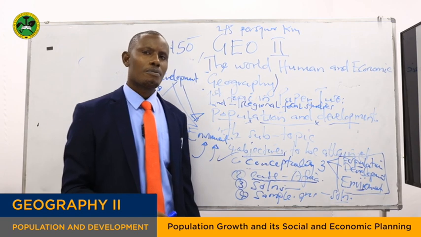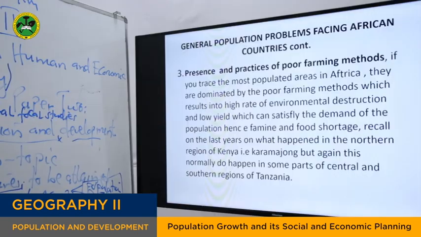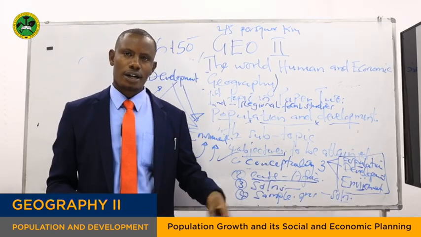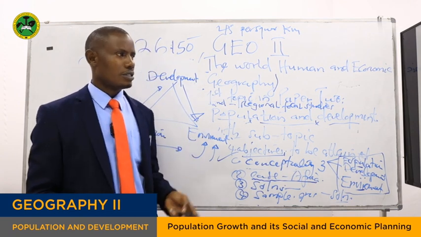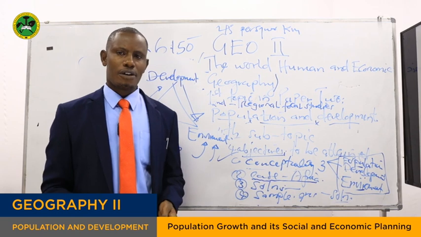The third population problem facing African countries is all about the presence and practice of poor farming methods. If you trace the most populated areas in Africa, they are dominated by poor farming methods, which result in a high rate of environmental destruction and low yield, which cannot satisfy the demand of the populations. That's why we come up with food shortage. You can just recall what happened in past years in the northern region of Kenya, that's Turkana. But again, this also happened along the central parts of Tanzania. If you assess Tabora, Dodoma, plus the southern region, that is Lindi, sometimes they do face the so-called famine, which is also caused by poor farming methods.